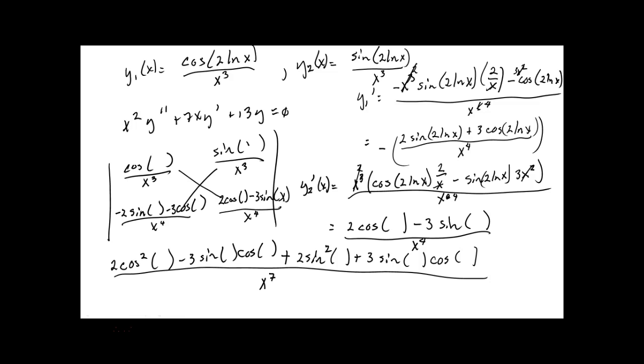Okay. Now, this minus 3 of that plus 3 of that goes to 0. Right? And then you got 2 times sine squared plus cosine squared. That's just 2. So you got 2 over x to the 7th. Right? Now, something to pay attention to.